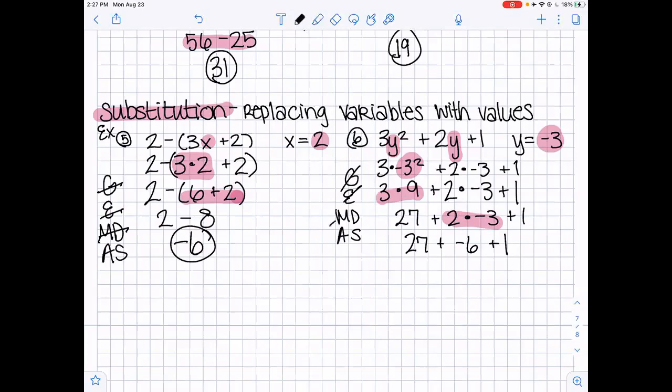So then we have to add and subtract. So 27 plus -6 would be 21. It's like 27 minus 6. 21 plus 1 would be 22. Are there questions about what we're doing, people?